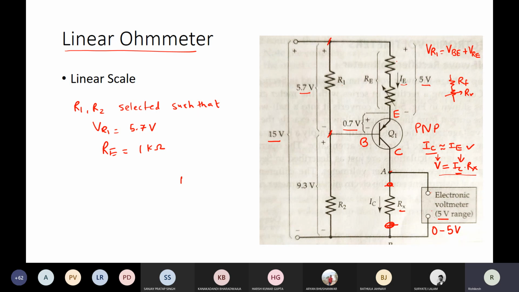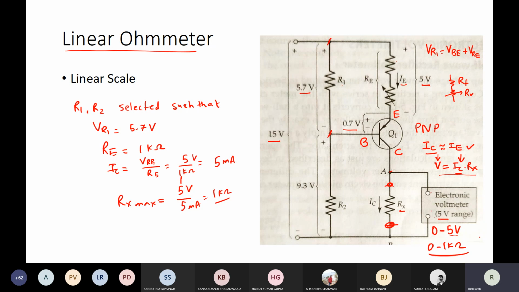If I choose Re as 1 kilo ohm, what will be IC? VRE divided by Re, that is 5 divided by 1 kilo ohm, 5 volt, which is 5 milliampere. That much current is flowing through the unknown resistance, but the voltmeter can measure only up to 5 volts. That is the range. So Rx max it can measure is 5 divided by 5 milliampere, that is 1 kilo ohm only. So this range becomes 0 to 1 kilo ohm when I choose Re as 1 kilo ohm.